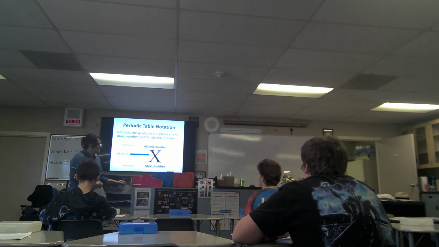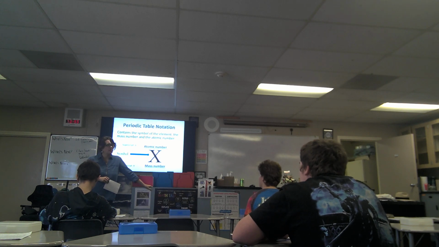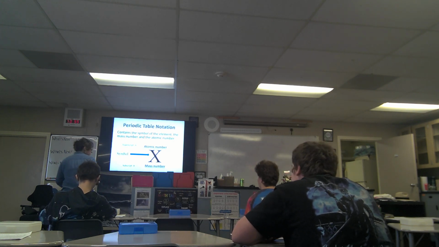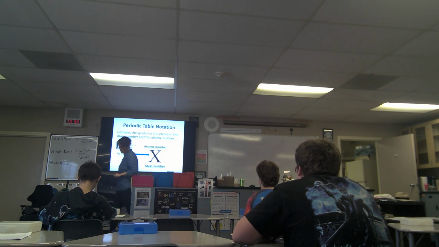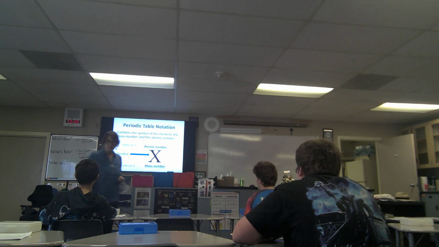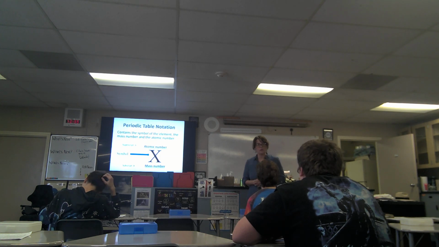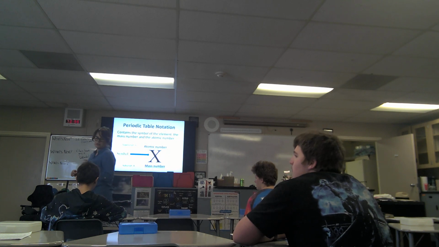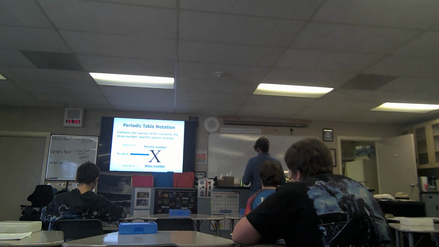Okay, everybody. Hello. Today we're going to continue our unit on the structure of an atom. And we're going to do that by starting with periodic table notation. You probably remember that all the atoms have a place on a periodic table. And how we organize them on that periodic table has to do with the notation that we use to show the difference between each atom, okay?